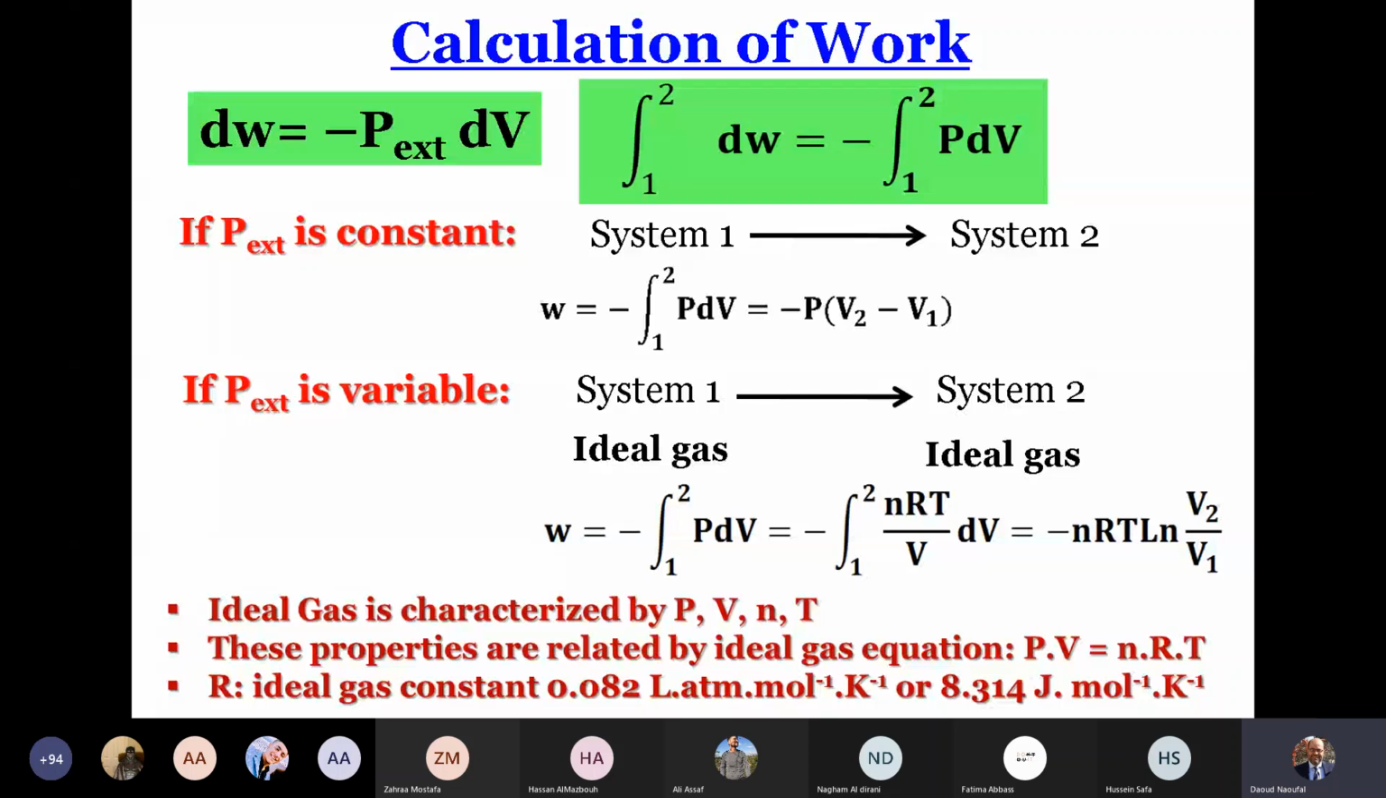In a transformation where the pressure is related to the volume, for example an ideal gas, to solve the integration we have to substitute P by its function of V. So for an ideal gas, PV equals nRT and P equals nRT divided by V. So the work is equal to minus nRT ln of V final divided by V initial.